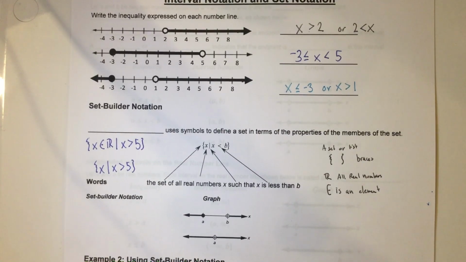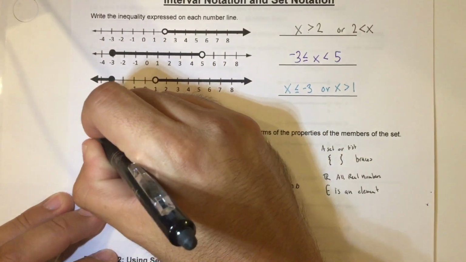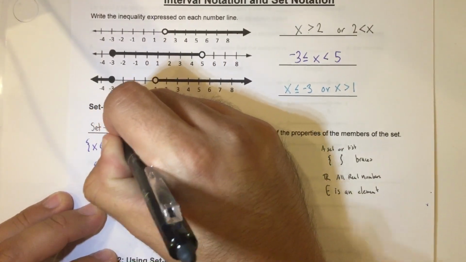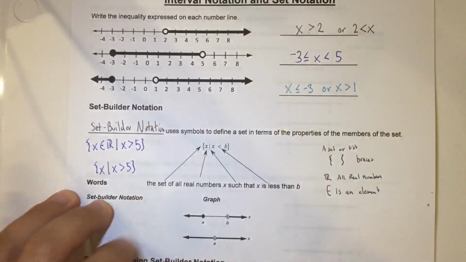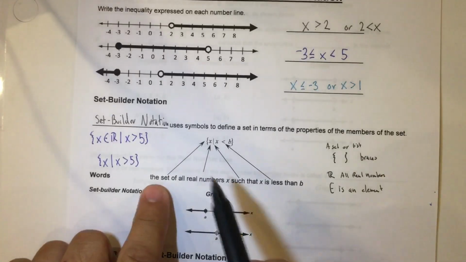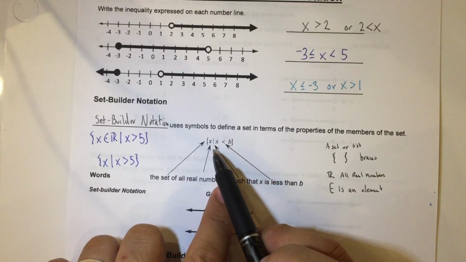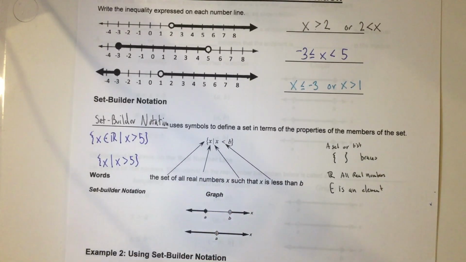So finally, let's go ahead and start. It says set builder notation, so let's go ahead and fill this in now. Set builder notation uses symbols to define a set in terms of the properties of the members of the set. So we read it as the set of all real numbers x such that x is less than b. And really, you're going to hear me say the set of all real numbers x such that x is less than b. Okay, so that's pretty much what you need to know for set builder.